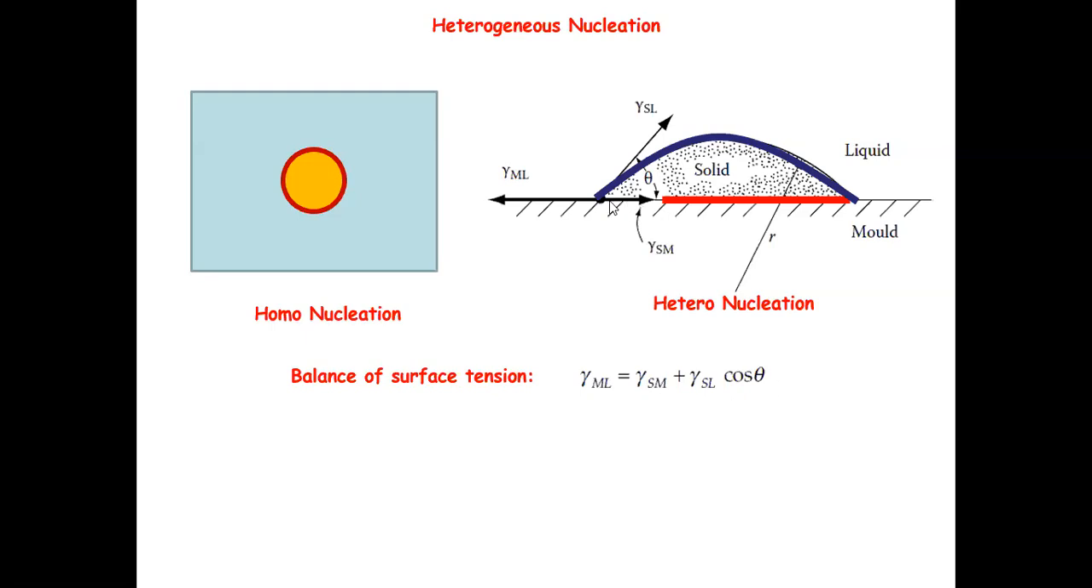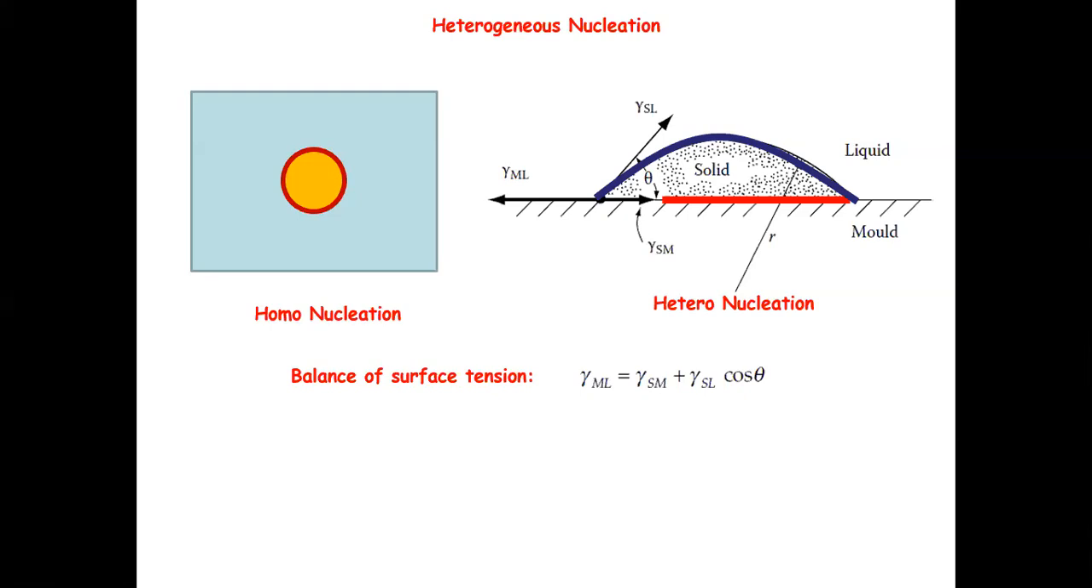Okay, so this means that we focus on the horizontal direction. The surface tension pulling to the left is balanced by the overall surface tension pulling to the right, due to the solid-mold interface, and the component of the surface tension between the liquid and solid along the horizontal direction. So we have this equation holds. Any questions up to this point?